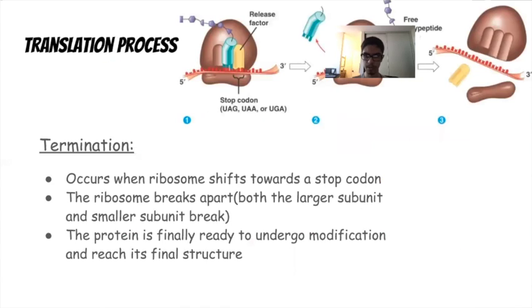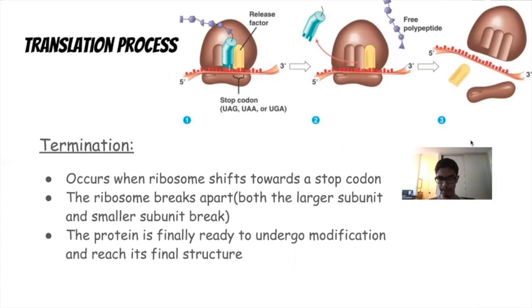Now, the very last process of translation is termination. This occurs when the ribosome shifts towards a stop codon. When we reach a stop codon of the mRNA, everything breaks off. So the smaller subunit, the larger subunit breaks off, and even the polypeptide chain breaks off because it needs to go through a modification process, correct? But again, keep in mind that occurs when we reach a stop codon of the mRNA.